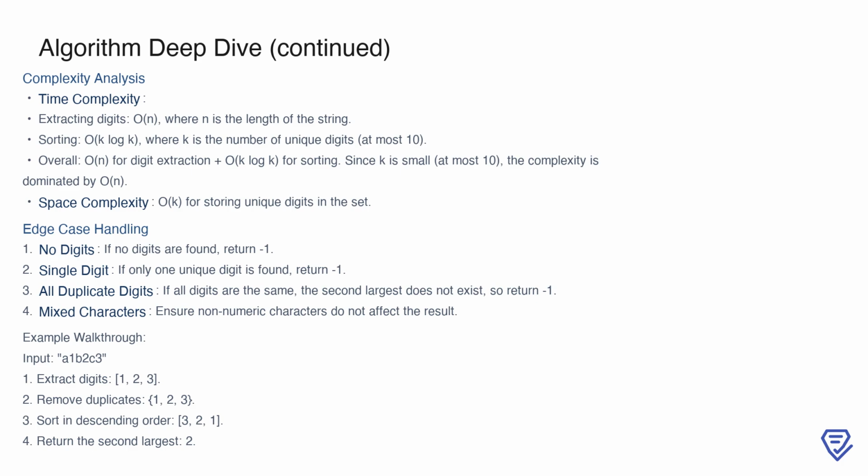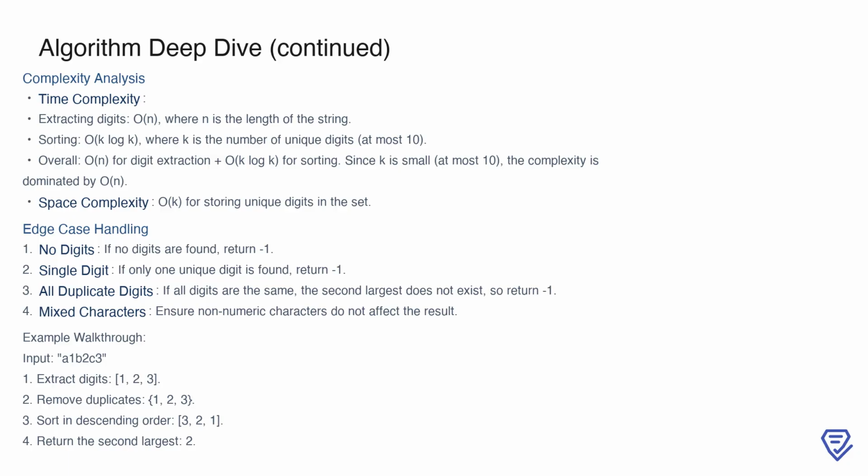Regarding edge case handling, the algorithm is designed to return -1 in situations where no digits are found, only one unique digit exists, or all digits are duplicates. For example, if the input is A1B2C3, the extracted digits are 1, 2, 3, duplicates are removed to form 1, 2, 3, the digits are sorted into 3, 2, 1, and the second largest is returned as 2.